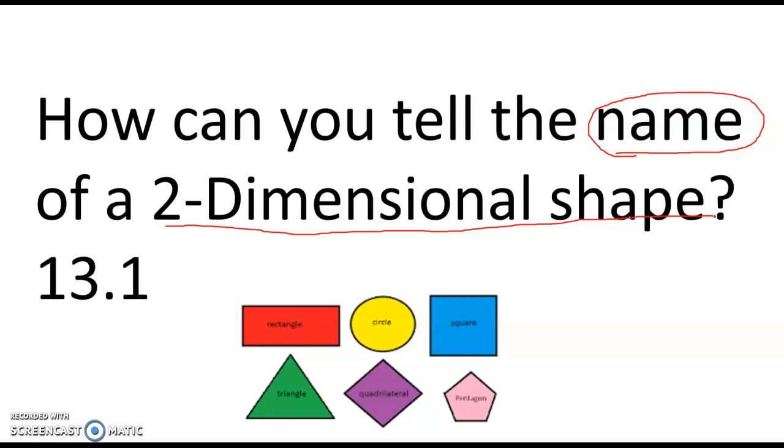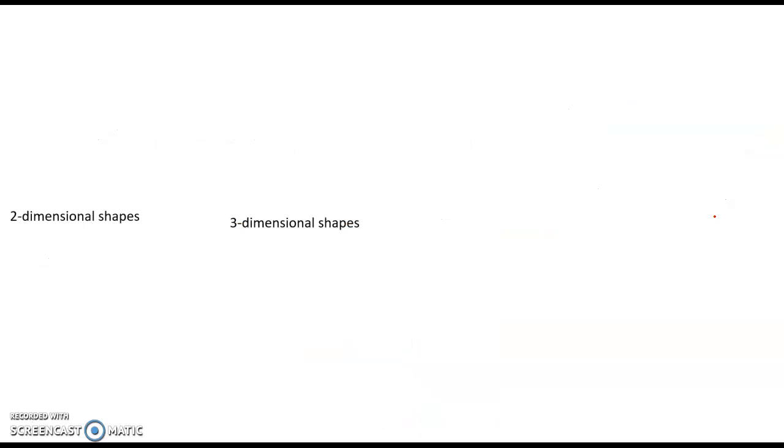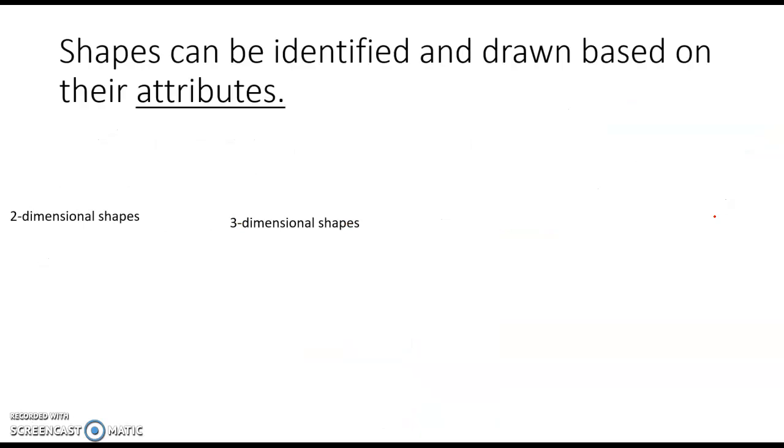2D shapes are flat shapes. Shapes can be identified and drawn based on their attributes. Attributes are words that describe the way a shape looks.